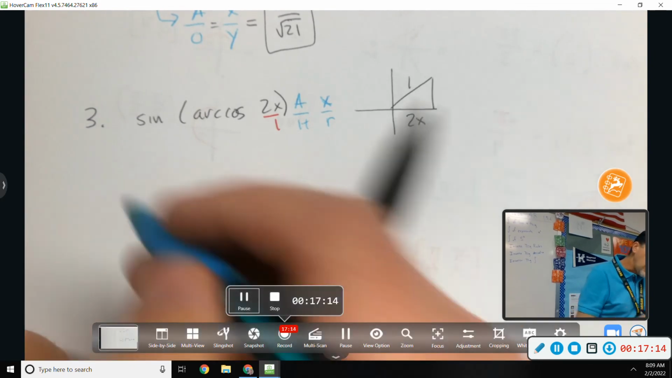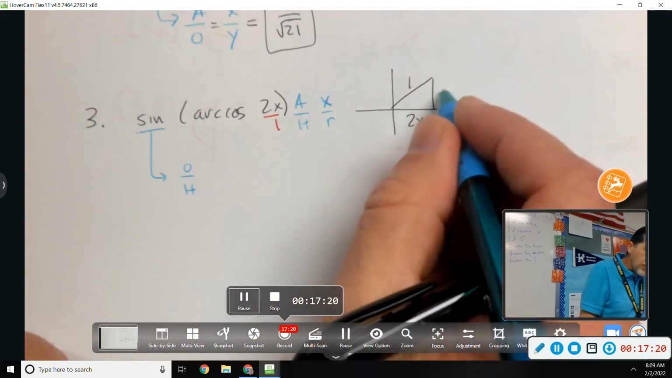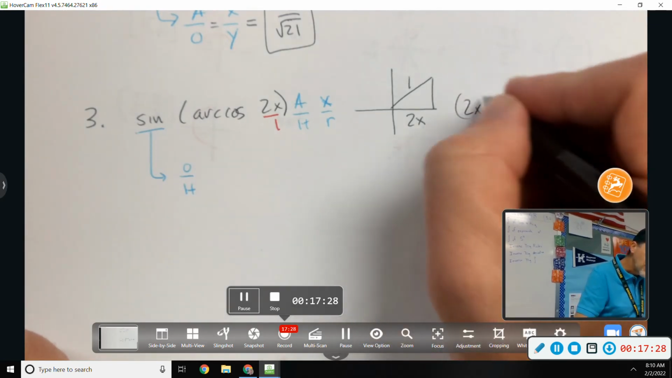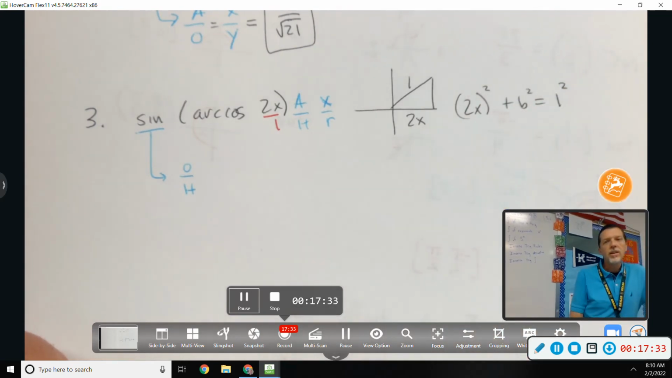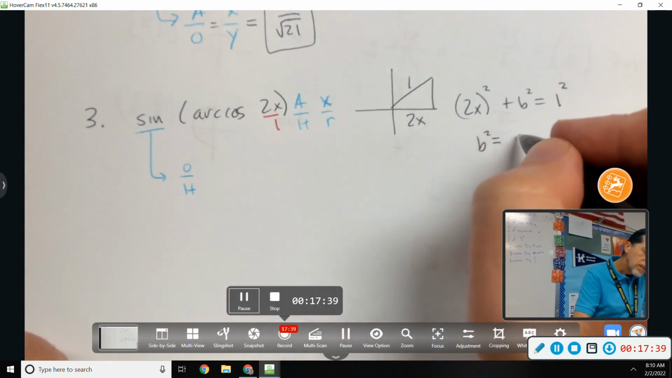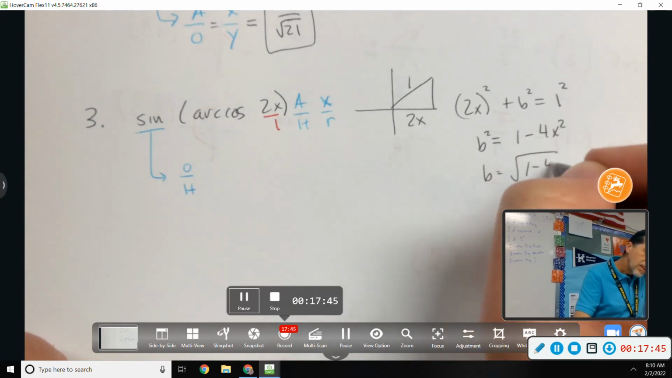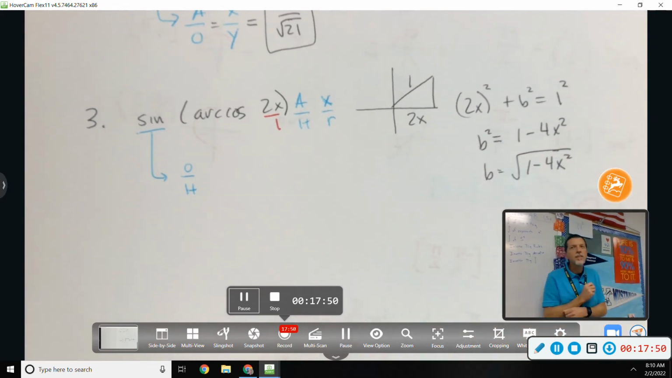Sine is opposite over hypotenuse. Oh, darn it, so I need to find the opposite. Well, it still works the same way. It's still a squared plus b squared equals c squared. 2x squared plus b squared equals 1 squared. So b squared equals 1 minus 4x squared. So slow it down a little bit because this is a little more complicated than just numbers. But it's the same process. It's still Pythagorean theorem. A squared plus b squared equals c squared.